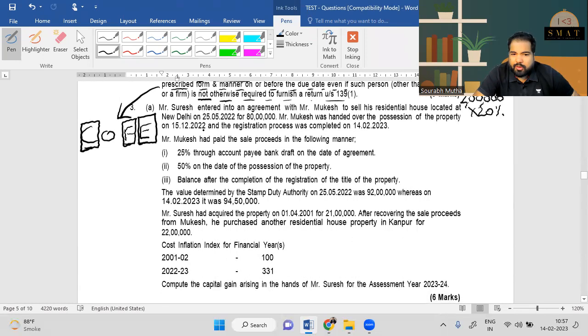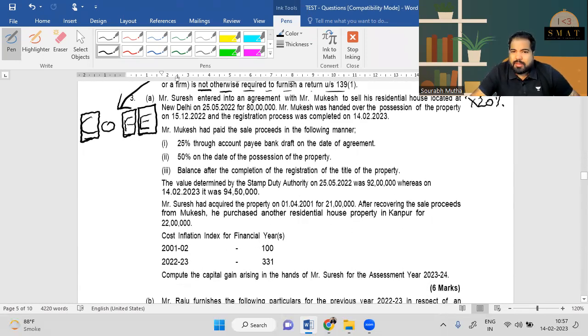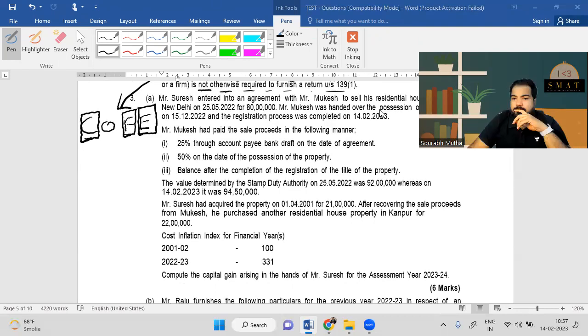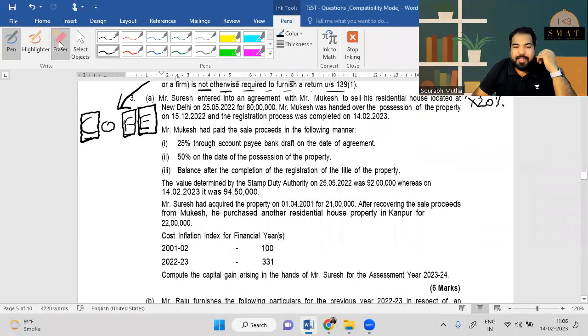All right. Moving on to the next question, question number 3A. Let's see what this question has in store. All right, let's move to the next question.